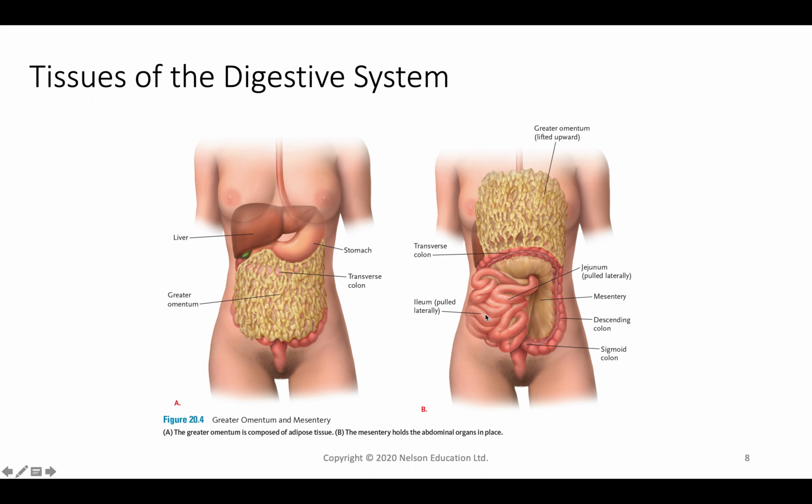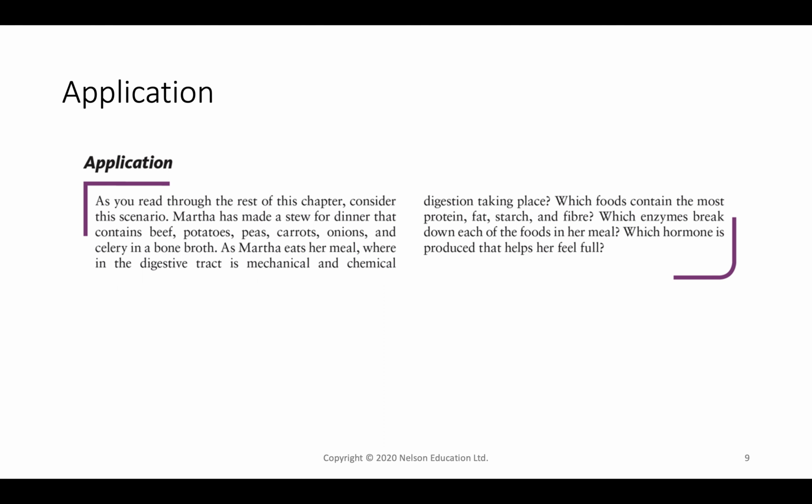in place. We'll also see here the ileum has been pulled laterally, so moved over. All of that would normally be here, just so you're able to see that mesentery layer. So it's all going to be connective tissue, right? So the greater omentum is going to be adipose tissue, and the mesentery is going to be holding those abdominal organs in place. All right, so here's the application question for this chapter.